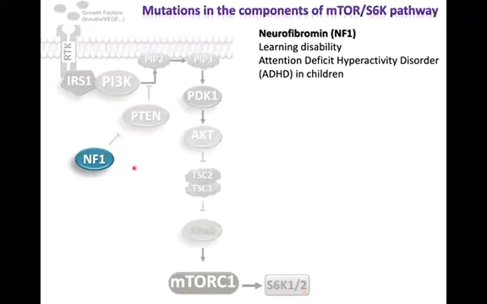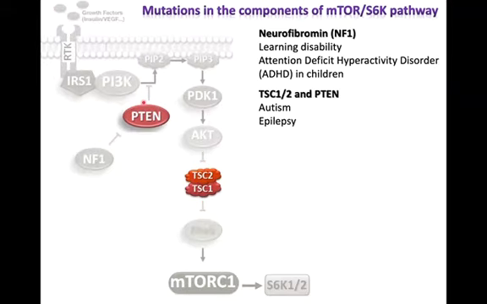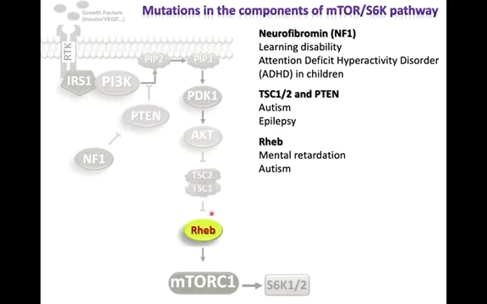It was found that there is another protein called NF1. This is involved in learning disability disorders in children, and this protein inhibits PTEN. What about PTEN? PTEN is a phosphatase on chromosome 10 that inhibits the action of PI3 kinase. It was found as well that TSC1, TSC2, and PTEN are involved in autism and epilepsy. It was found as well that Rheb is involved in mental retardation and autism, with any abnormality, mutation, or dysregulation.